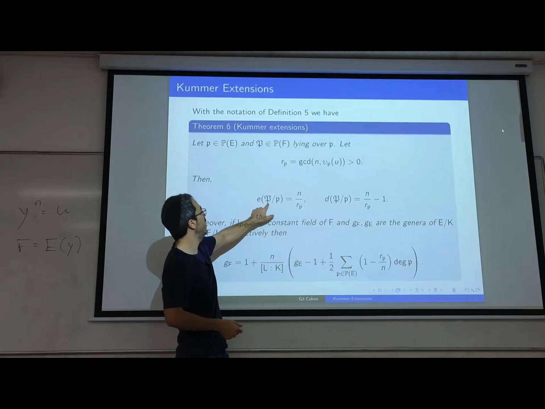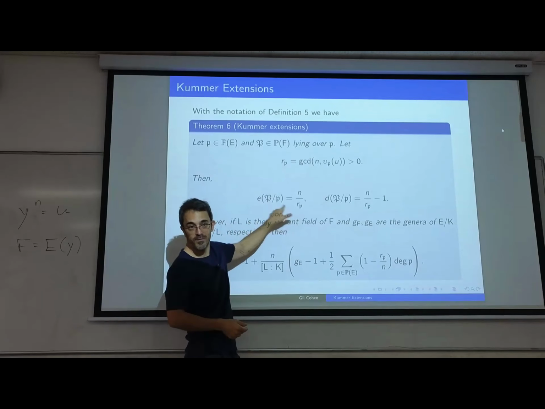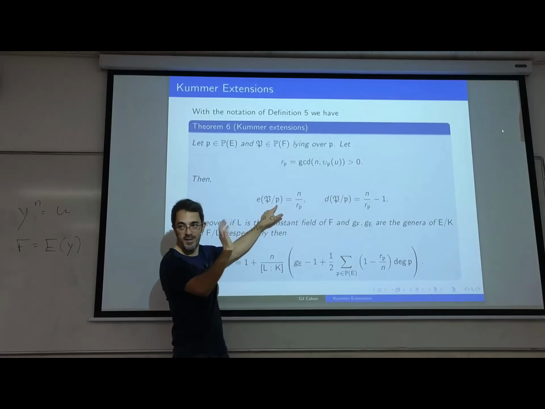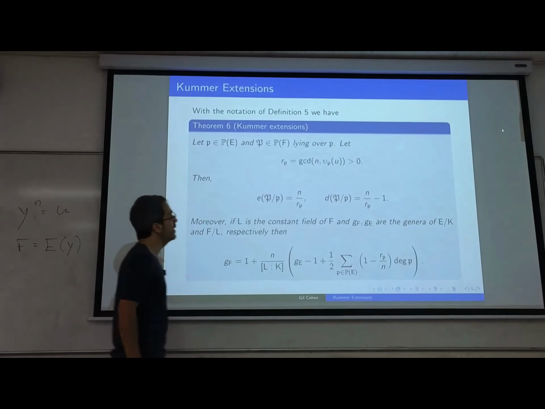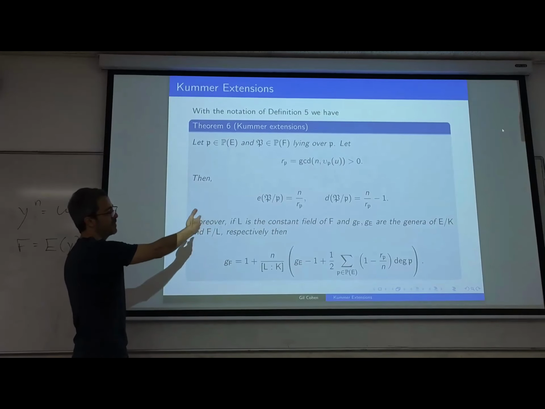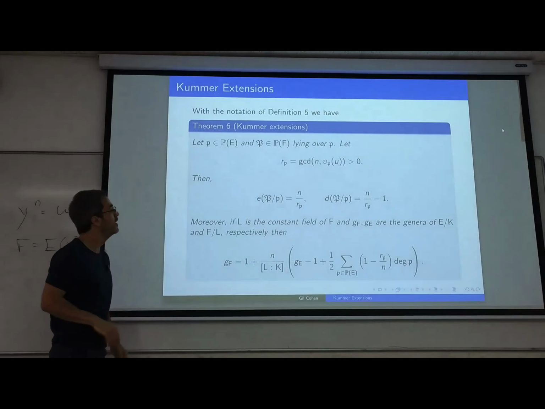In particular, you see, it doesn't actually depend on capital P, only on little p. So all prime divisors above little p have the same ramification index. We kind of know that because it's a Galois extension, and the difference is one shy from that. Okay? So you can see some Dedekind have been applied here.